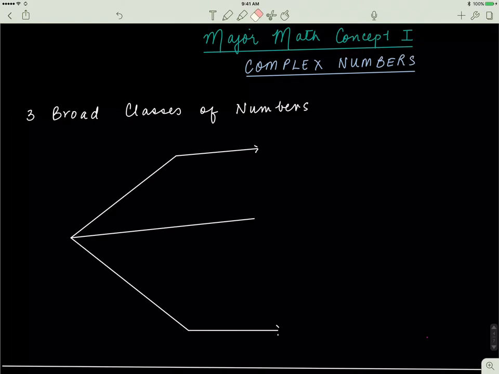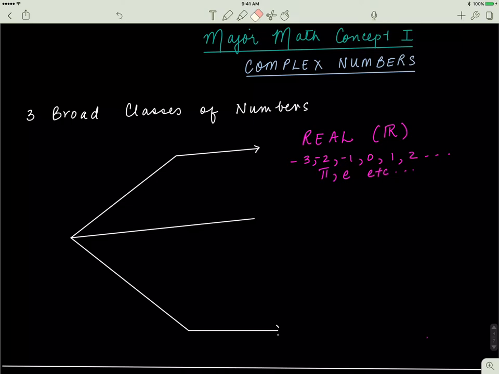It turns out that if you think about it, there's three major classes of numbers. The first class is something we're all so used to seeing, and that's the real numbers. So the real numbers are anything that runs on the number line, like negative 3, negative 2, and so forth, up until positive infinity. Pi, e, these are also real numbers, and we're used to seeing them.